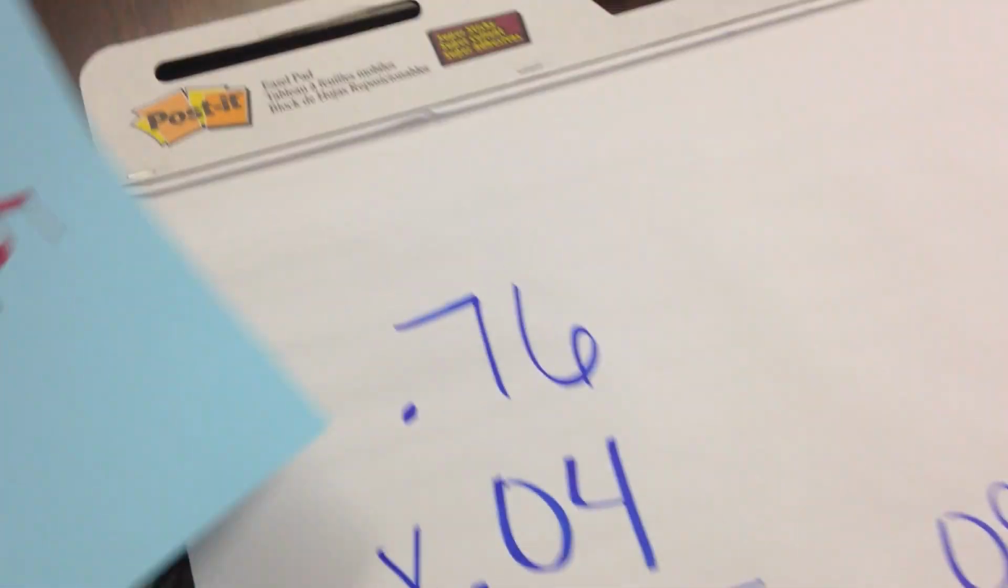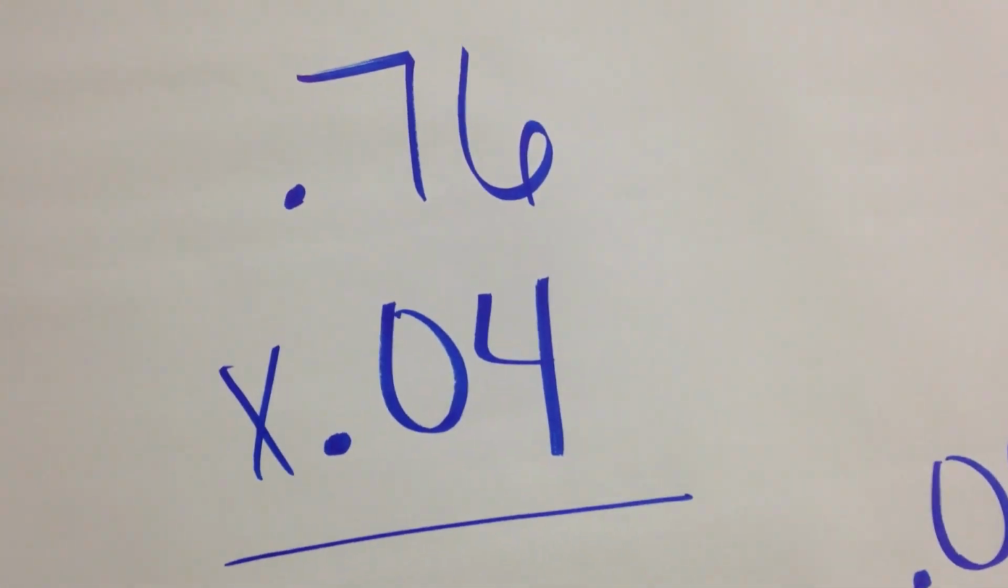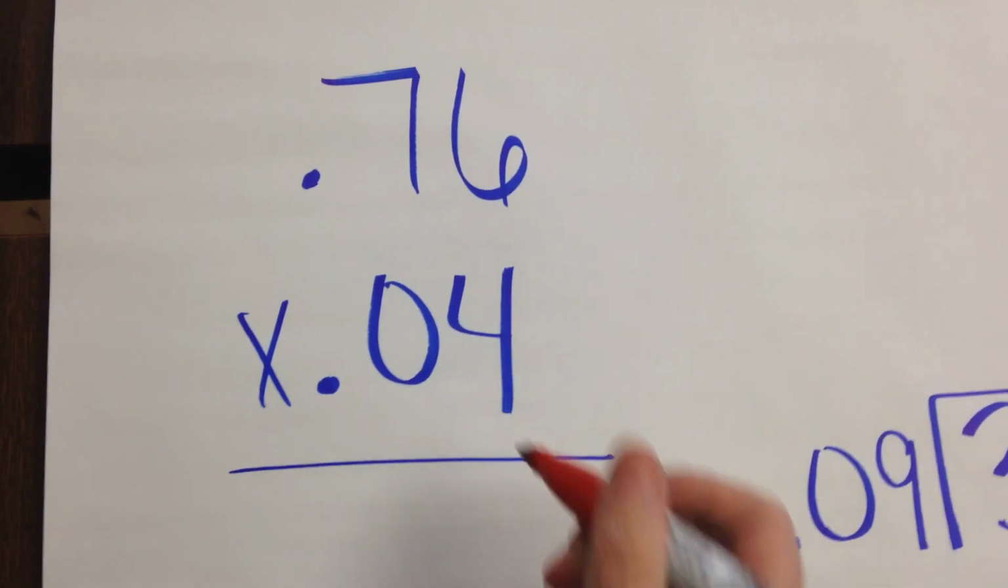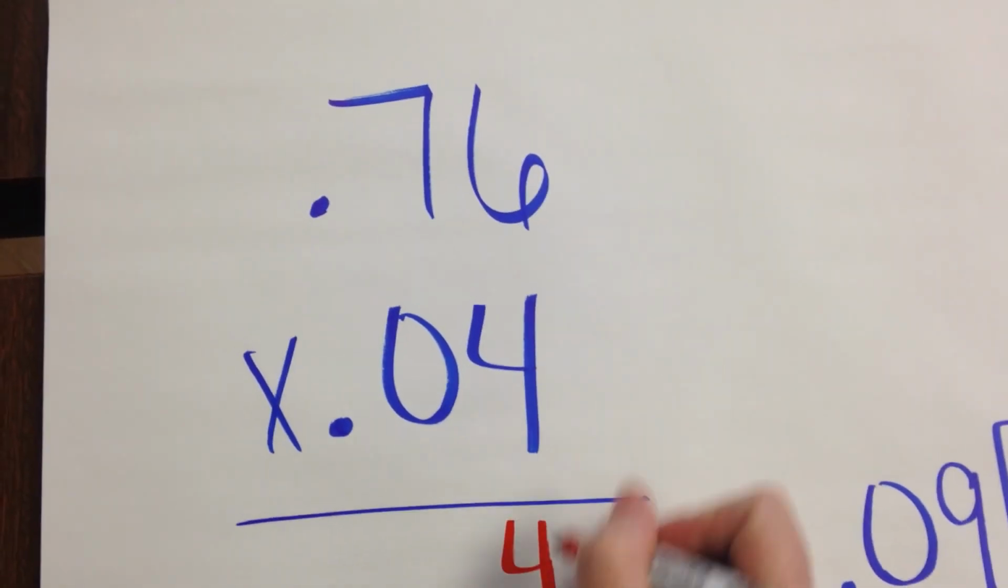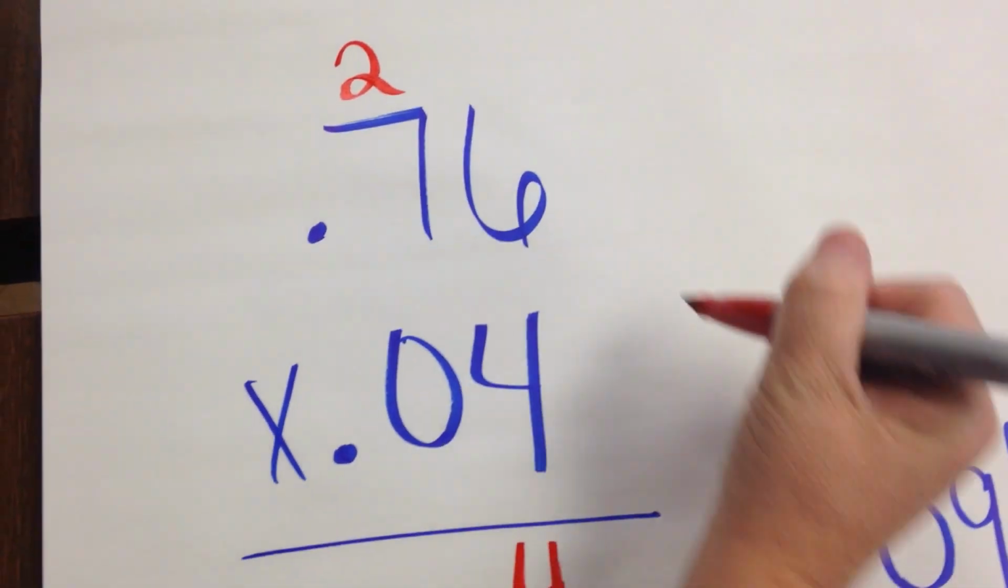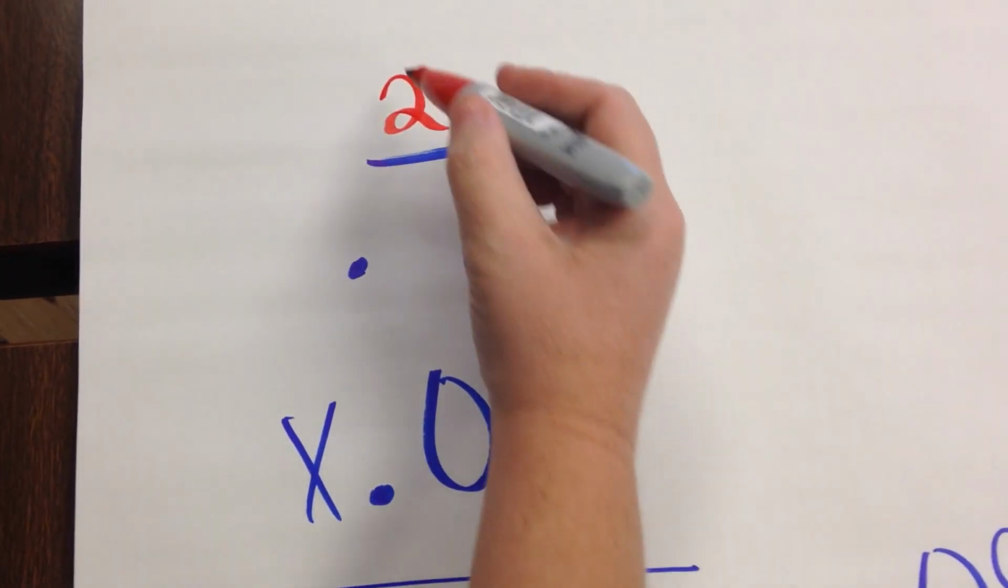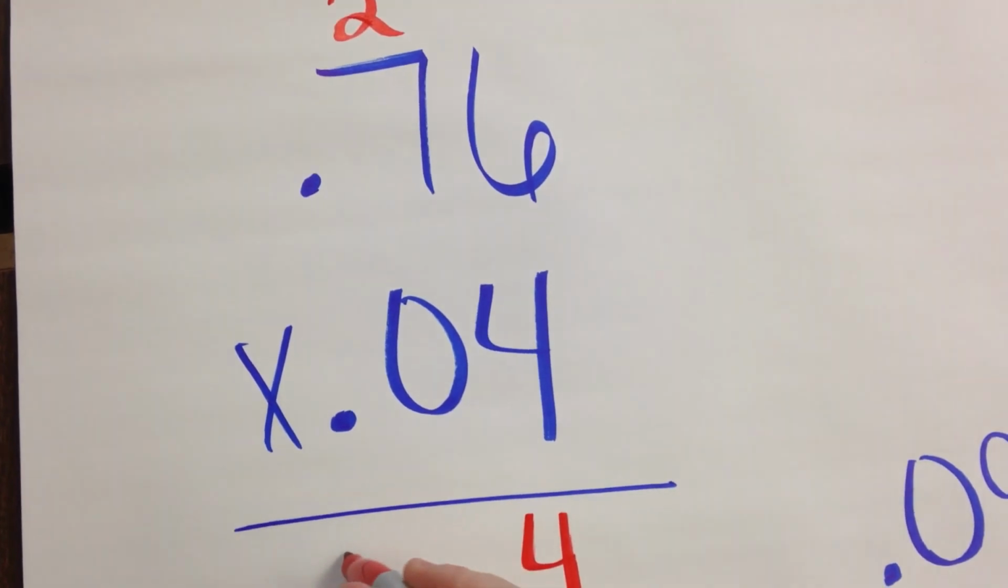Okay, first we're going to review multiplying decimals one more time. We would say 4 times 6 is 24. We carry the 2. 4 times 7 is 28. Plus 2 would be 30.